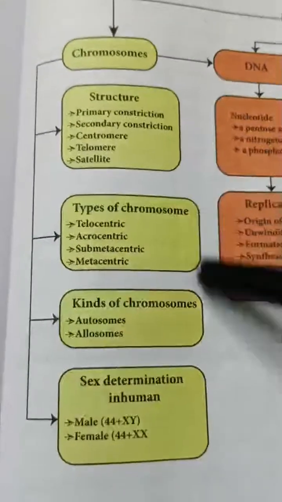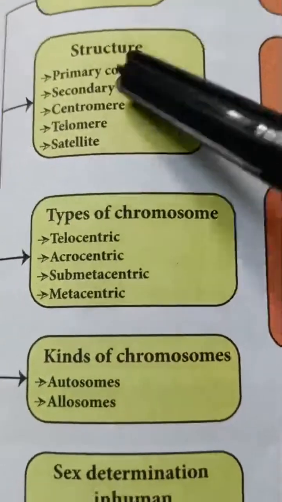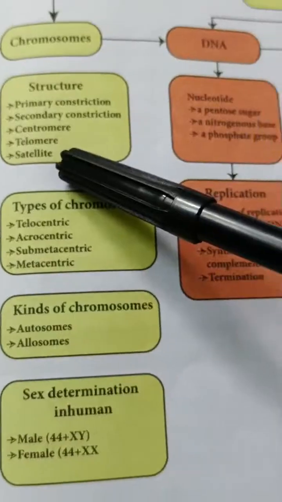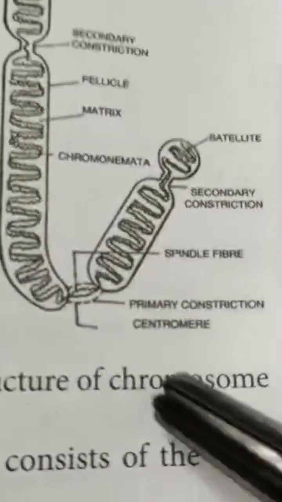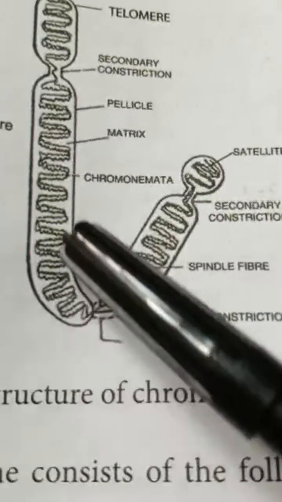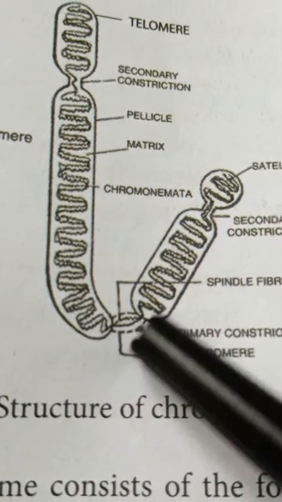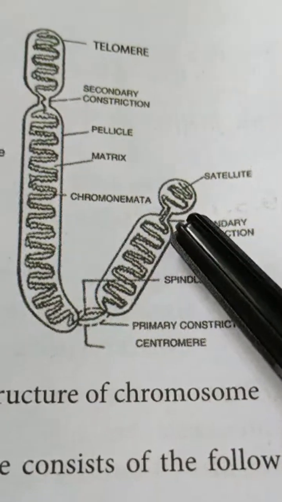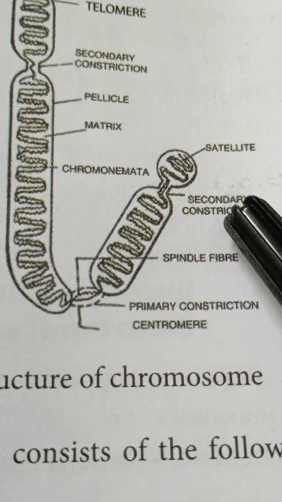So what is the structure of the chromosome? It consists of a primary constriction and a secondary constriction. There will be a centromere, telomere, and the satellite. So what is the primary constriction? Primary constriction is this. If there is a link between one arm of the chromosome and another arm of the chromosome, this is the primary constriction. And there is a secondary constriction here. This links the arm of the chromosome with a bulb known as the satellite. This is the secondary constriction.